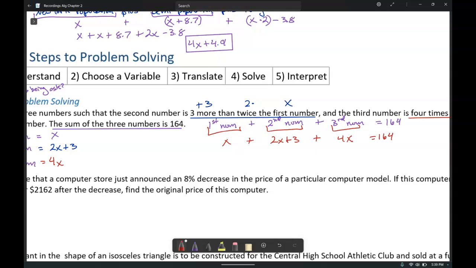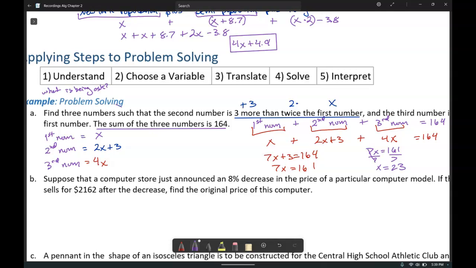We've translated our equation, so now we can combine like terms and go ahead and solve. Subtraction property. Then we have our multiplication property. And we have our value for x. So now let's interpret it.